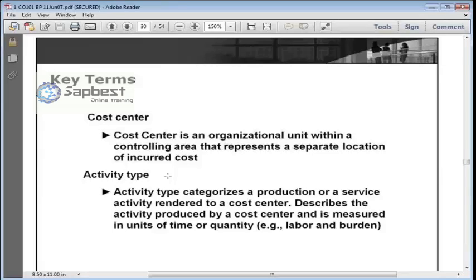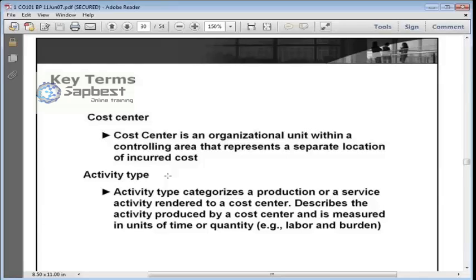Activity types are part of the cost center account. The activity types categorize a production or a service activity. Is it related or rendered to a cost center? It describes the activity that's performed by the particular cost center. Okay, it could be how many hours an employee worked.